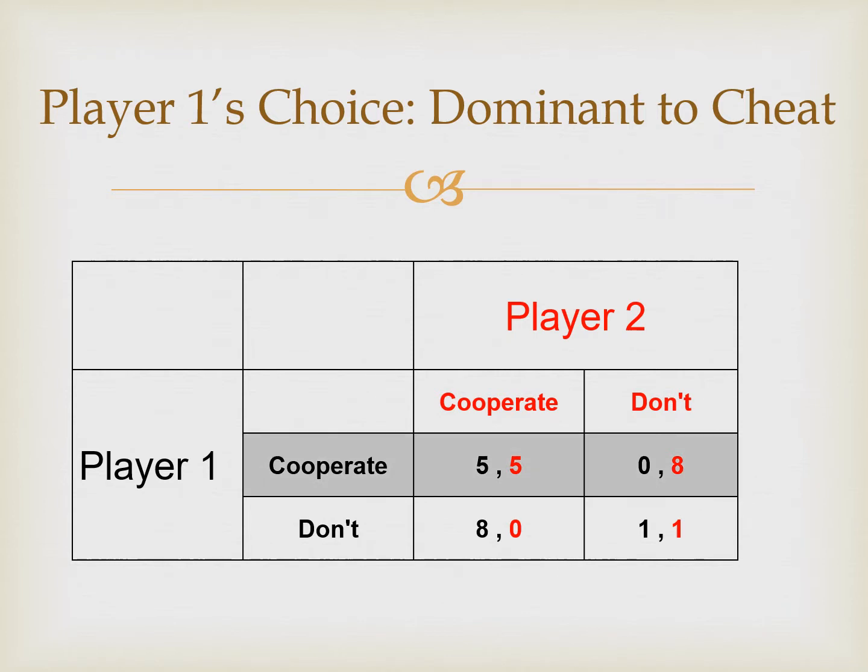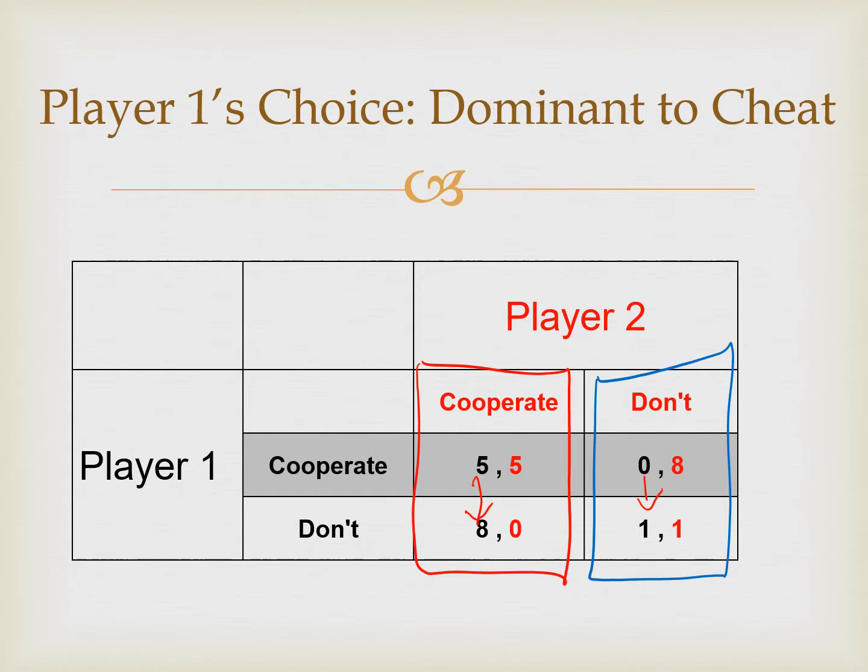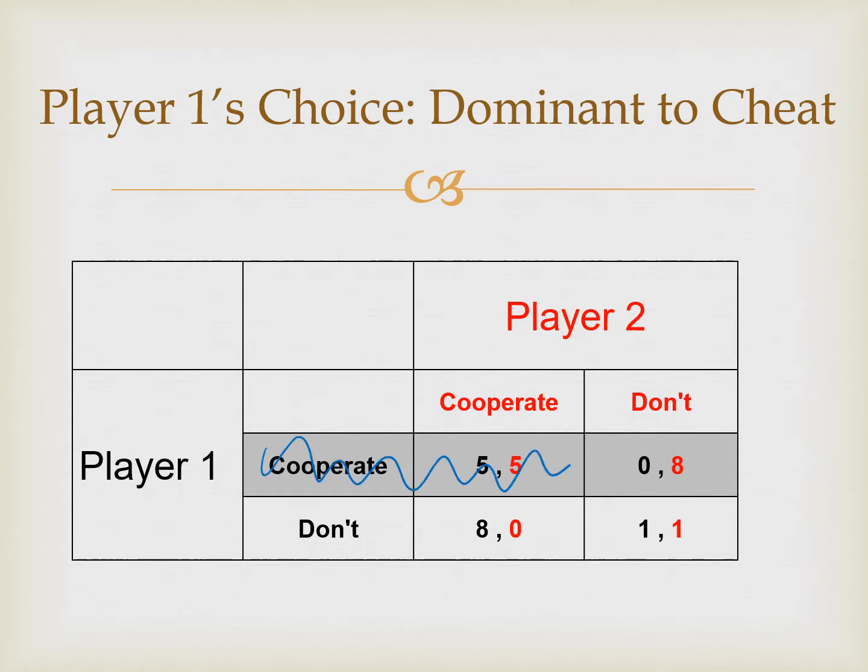Well, if we think about player 1's options, player 1 can say, okay, I can choose between 5 and 8, and 0 and 1. Right? No matter what player 2 does, if player 2 cooperates, 8's better than 5. If player 2 doesn't cooperate, 1 is better than 0. So no matter what player 2 does, whether they cooperate or not, I am better off not cooperating. As player 1, I can't control player 2, so I'm not going to cooperate.